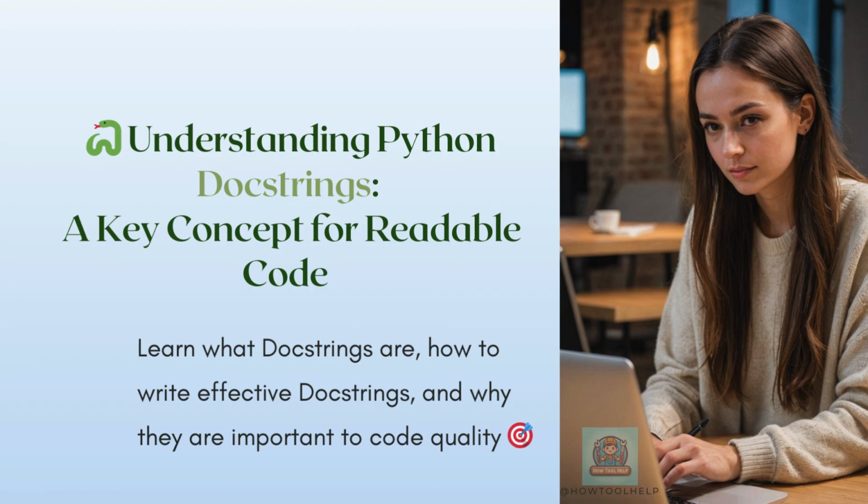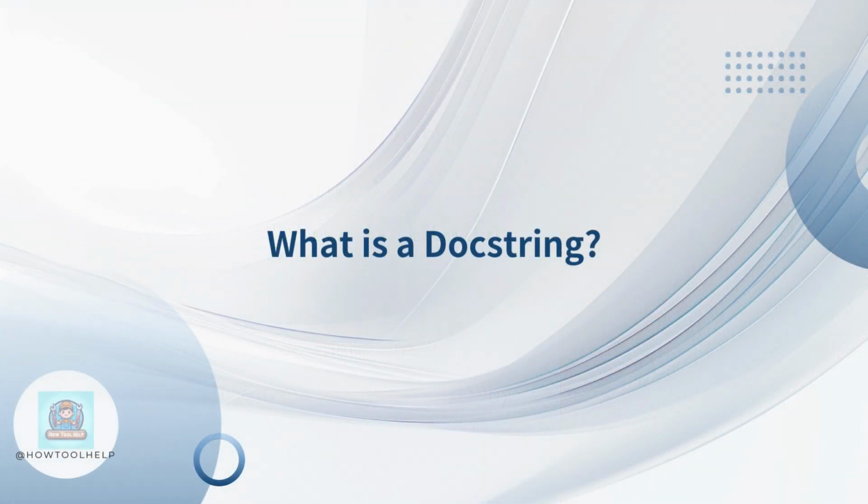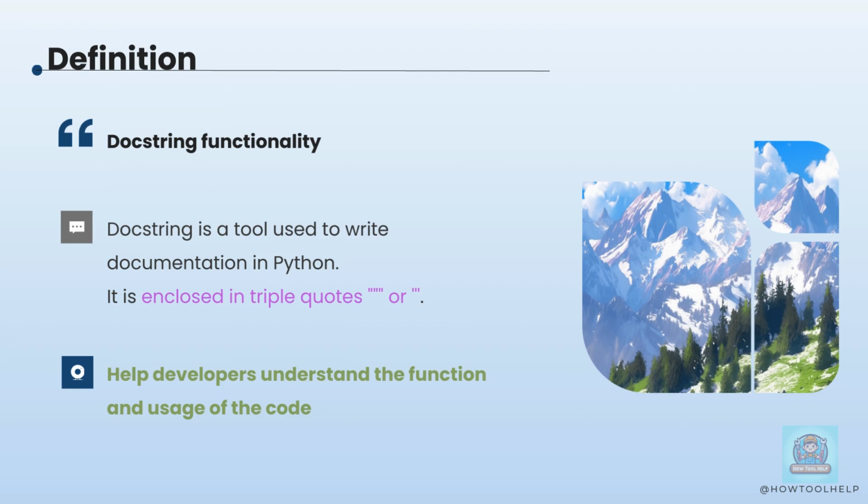In this video, we'll dive into the definition, syntax, usage, and significance of docstrings. What is a docstring? A docstring is a special type of string used to describe the functionality of a function, class, or module. It is typically placed inside the function or class definition and enclosed in triple quotes. This design significantly improves code readability, allowing other developers to quickly grasp the purpose of the code.